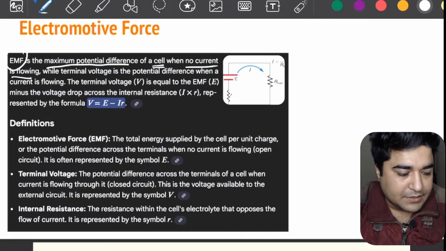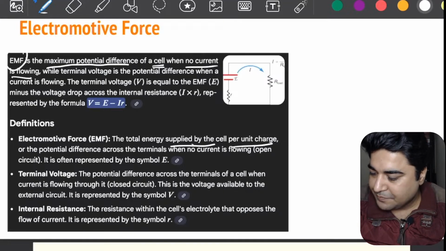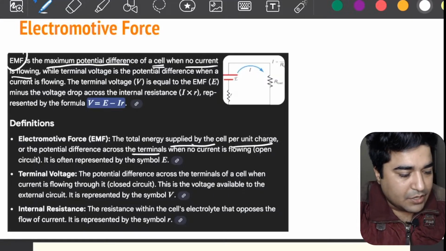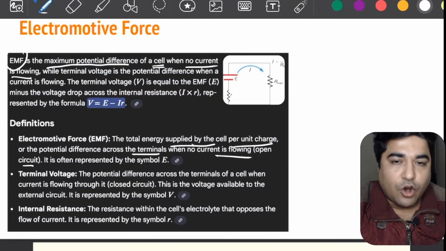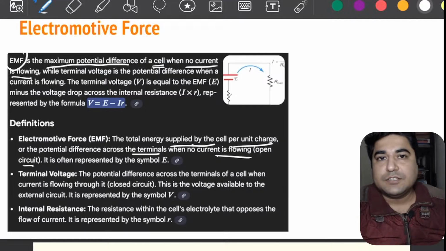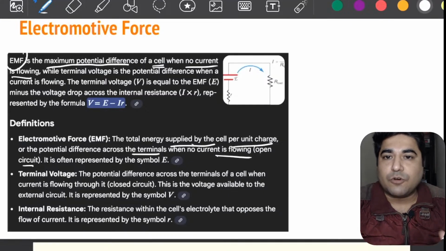Or we can say this is the total energy supplied by the cell per unit charge, or we can say it is absolutely the potential difference. And this potential difference will be across the terminals when there is no current flowing, or the circuit is an open circuit. We already learned about these open and closed circuits. So when the circuit is open, this is what is known as EMF.